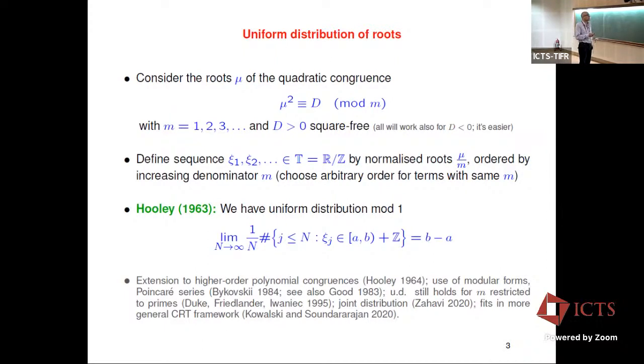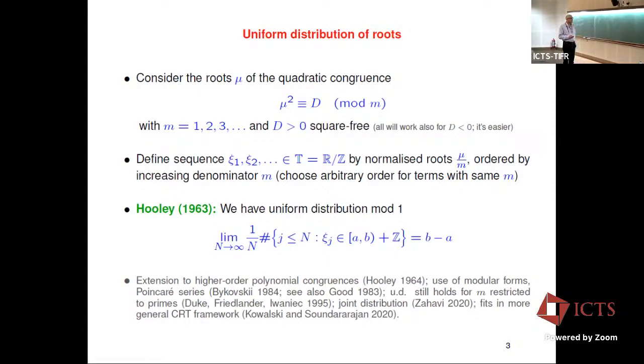And what we want to understand is the distribution in the unit interval. So we have to normalize our μ's by m, so they become numbers mod 1. And the first question you ask now is, are they uniformly distributed mod 1? One of the favorite challenges in number theory. And the answer is yes.